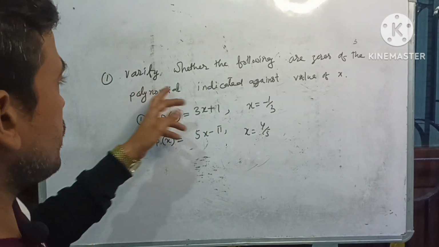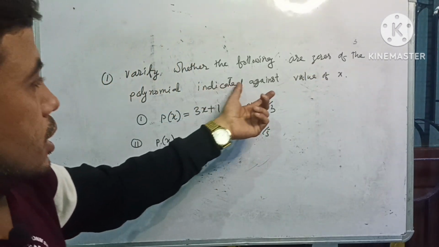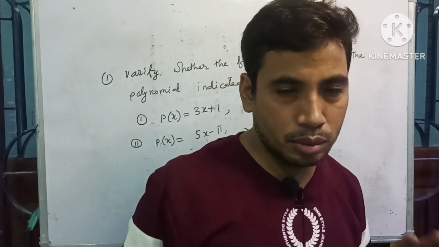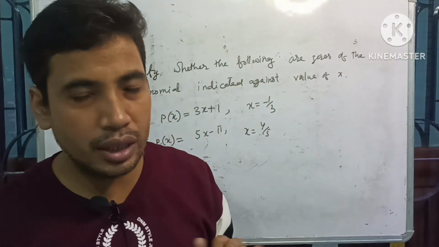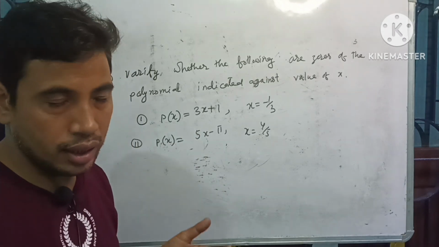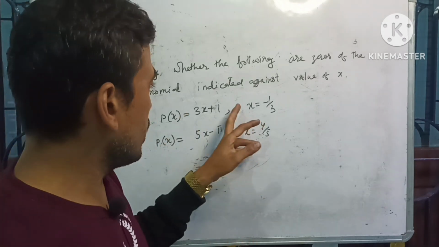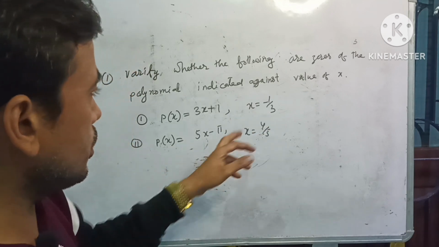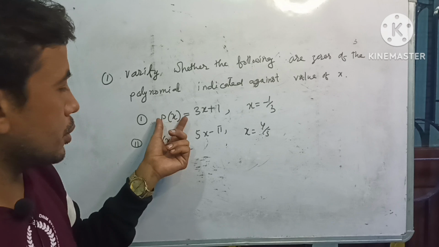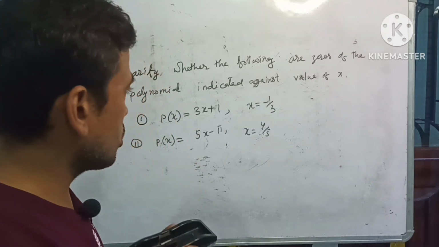What is given? Verify whether the following are zeros of the polynomial indicated against the value of x. Now see, zero means what? Zero means the value of the variable for which the whole polynomial becomes 0. So to be a zero, if we put x is equal to minus 1 by 3 here, this polynomial must be equal to 0.